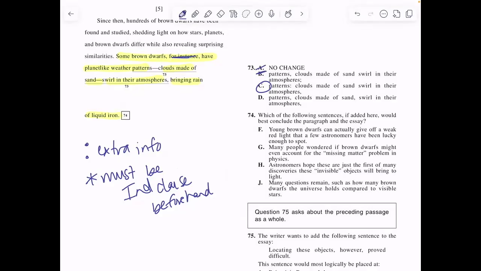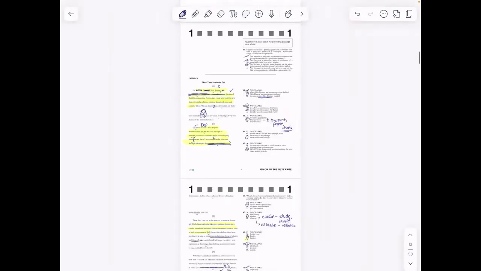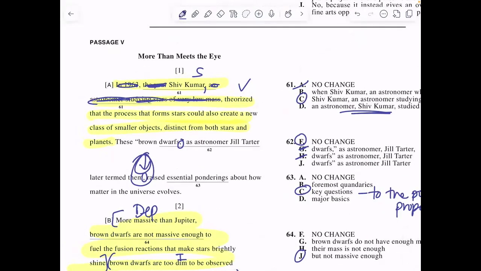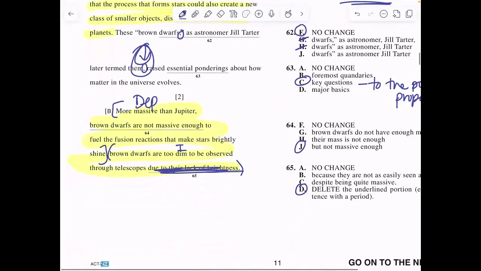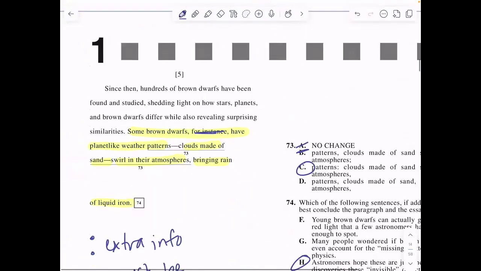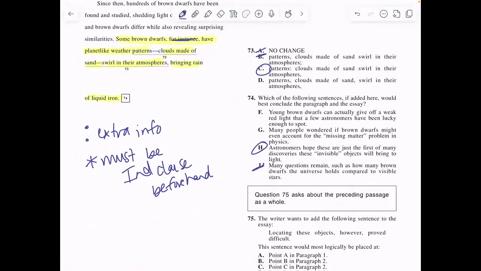Paragraph and the essay. I want to go H because honestly it sounds the most conclusion-y. It's not scientific at all. We want to go back to more than meets the eye. Then it's talking about brown dwarfs. You can't really see them because they don't have the reaction to make them brightly shine. That's not the point. That's a totally different subject. It just feels like big picture. But again, please go back to read your intro, title, and conclusion for these.